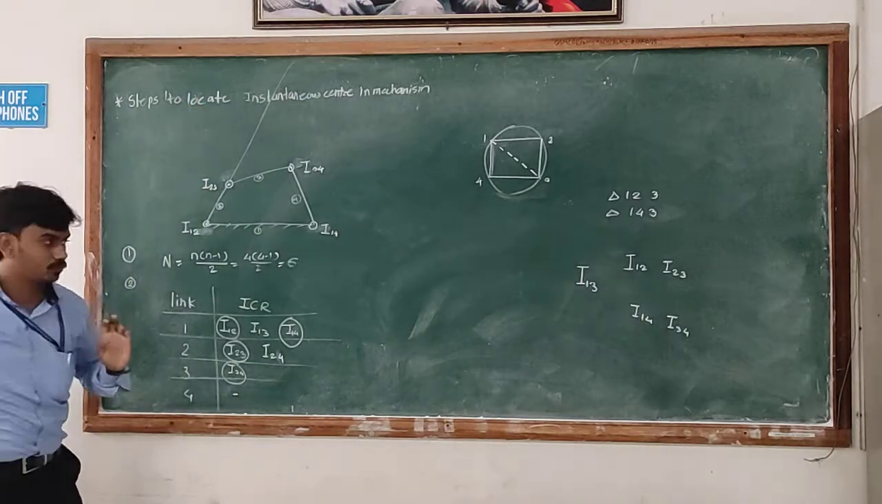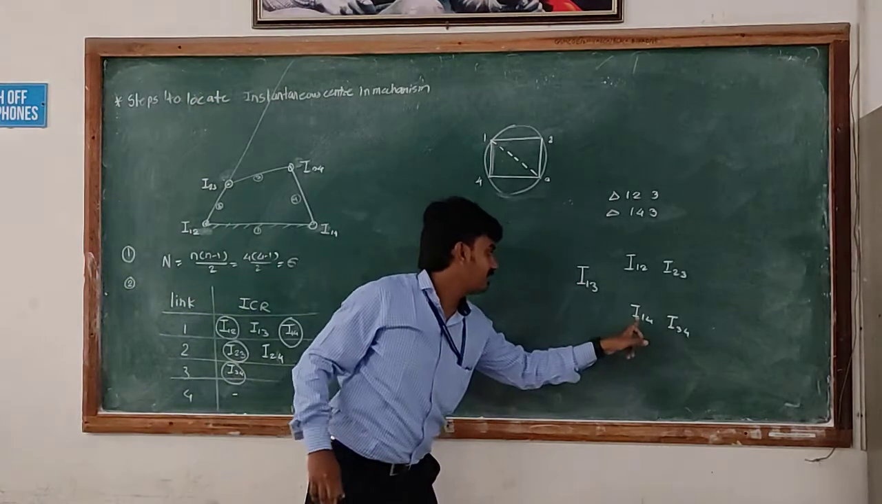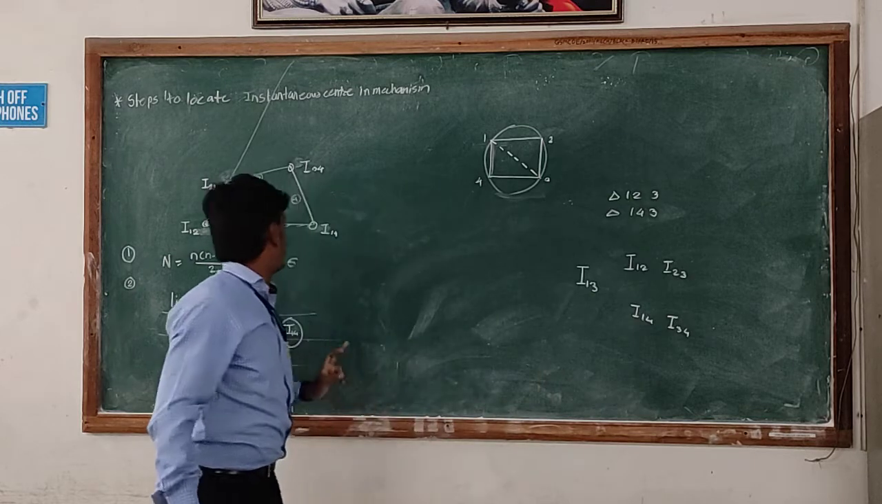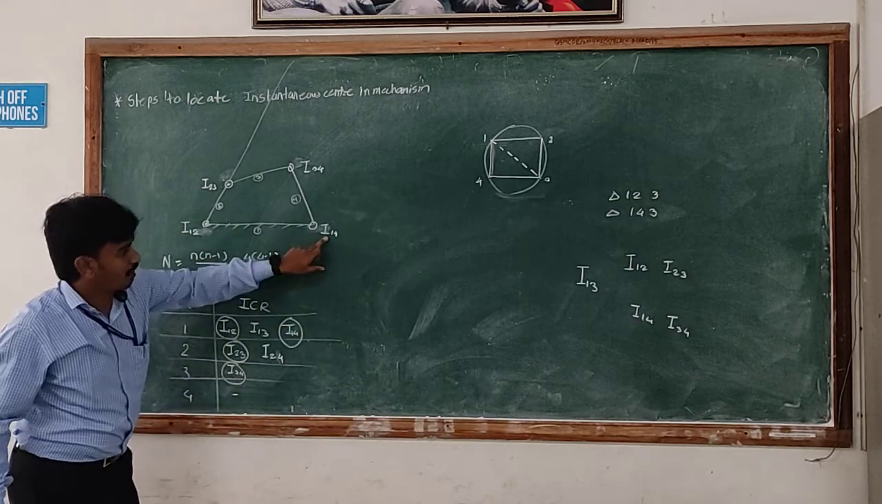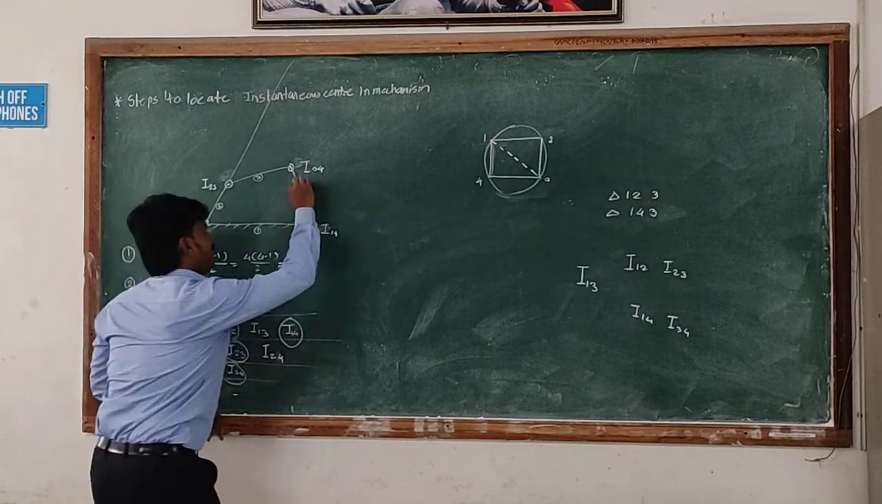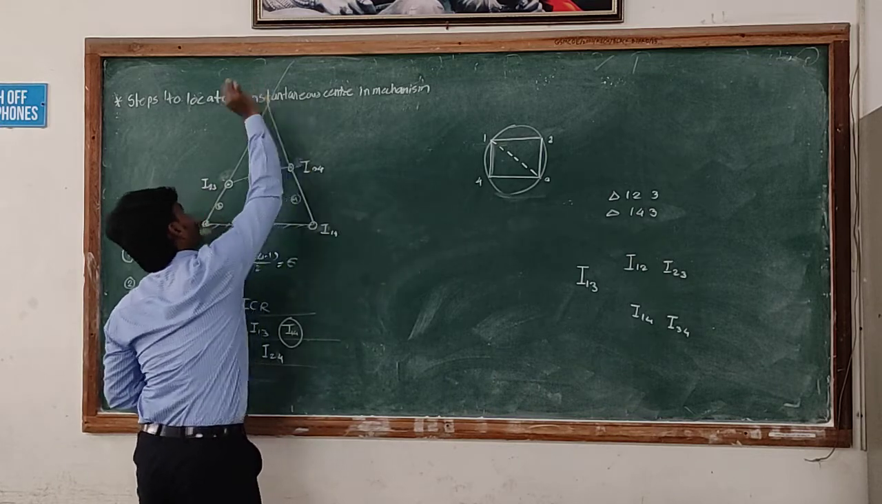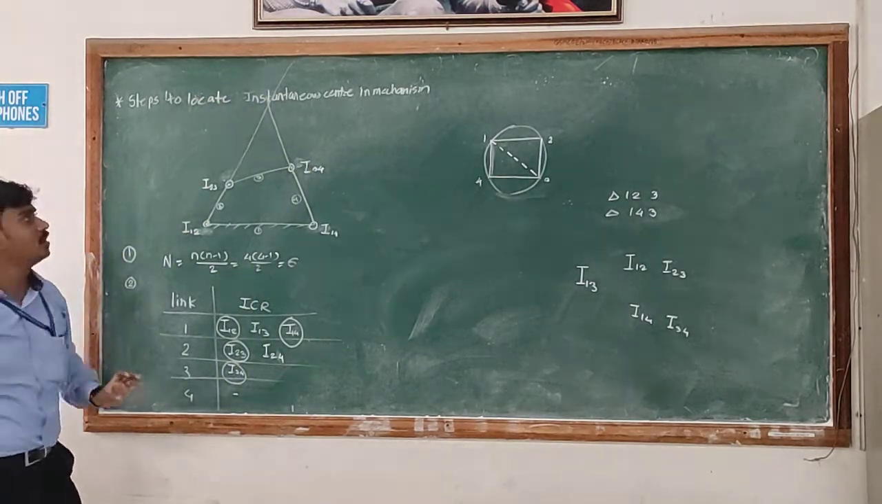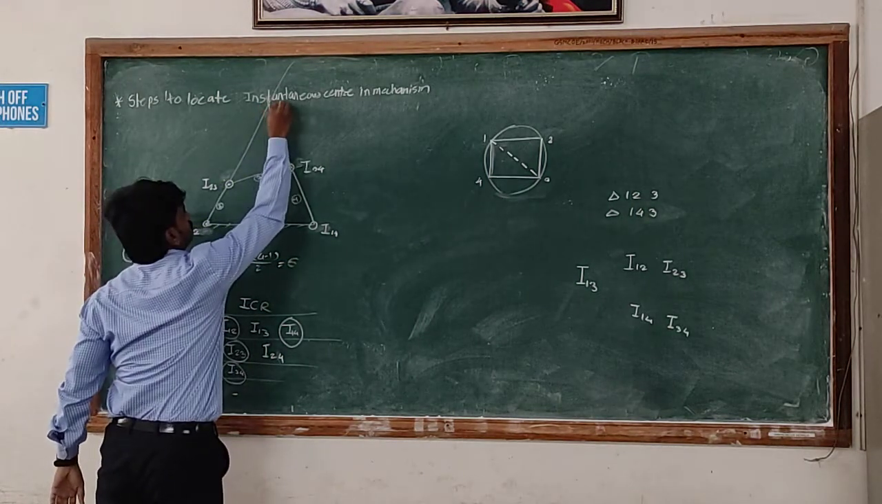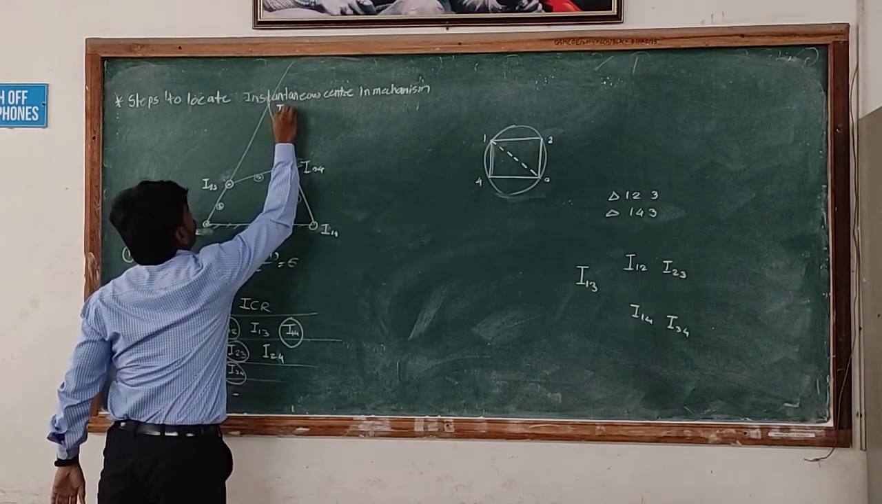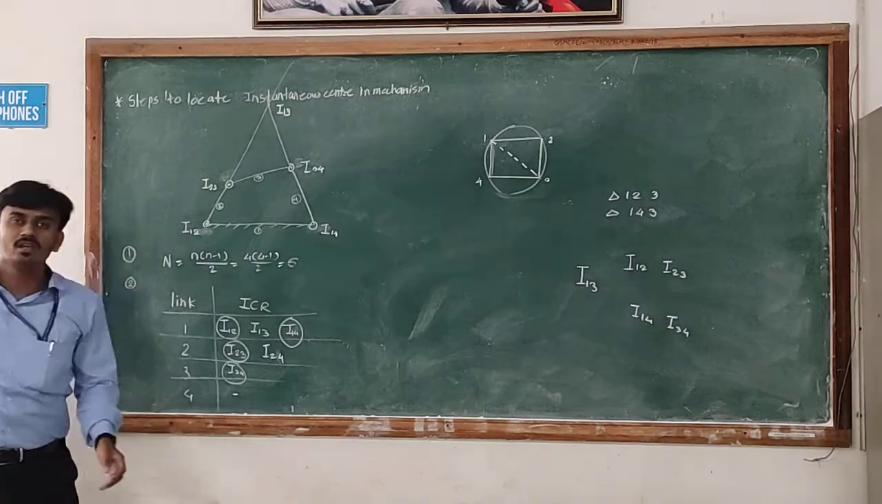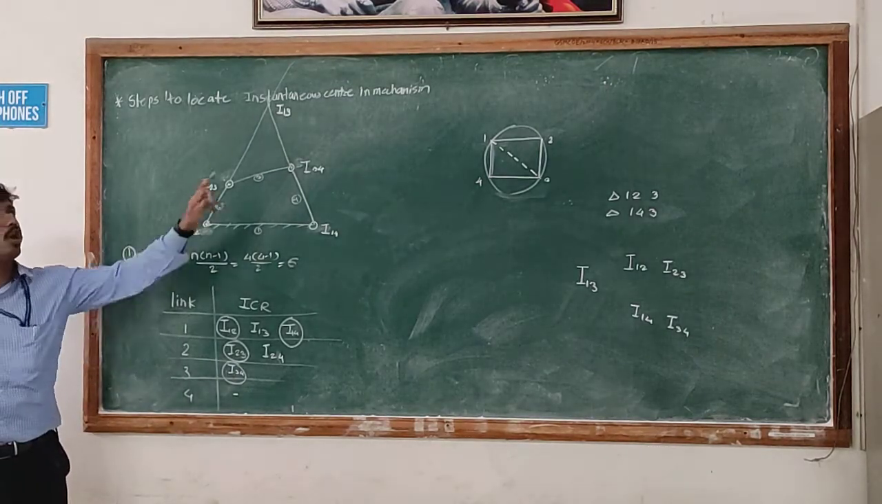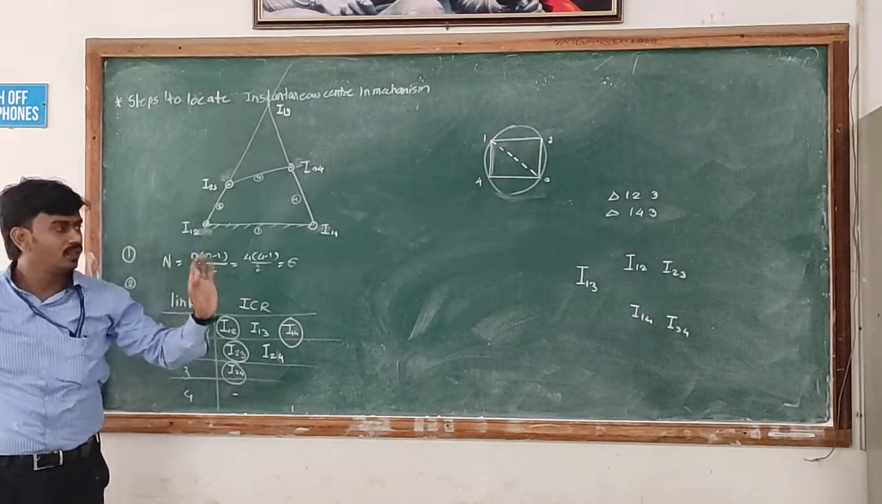Now, here are ICR 1 4 and 3 4. Extend these two ICRs. And where these two lines intersect, we will get the I13. How do we obtain the ICR 1 3?